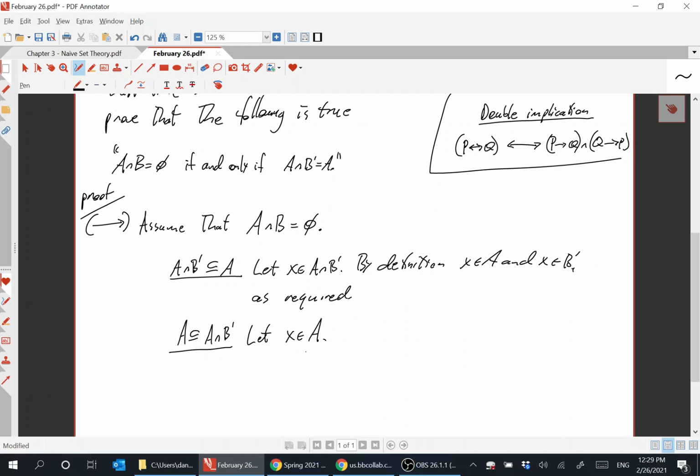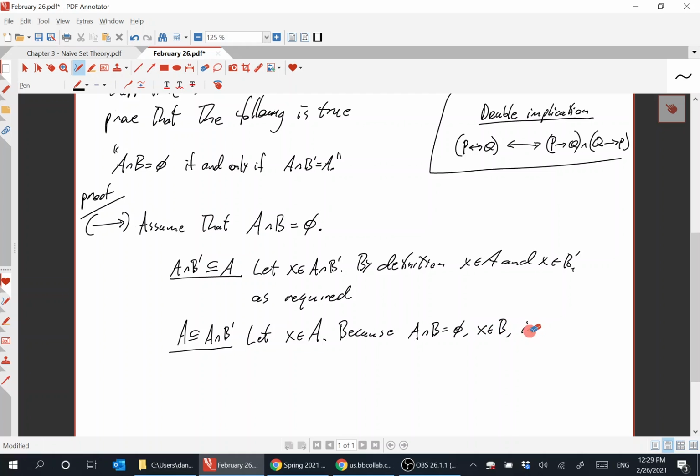Now what? We want to show it's also in B complement. We want to show it's in the intersection of A and B complement. So how can we show it's in B complement? Well, let's use the assumption. Because A intersection B is equal to the empty set, right? And X is in A, and A and B don't overlap, where is X not? In B. X is not in B.